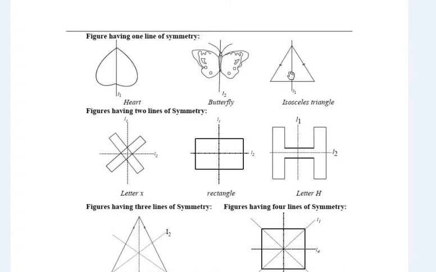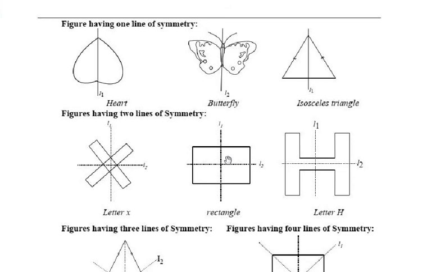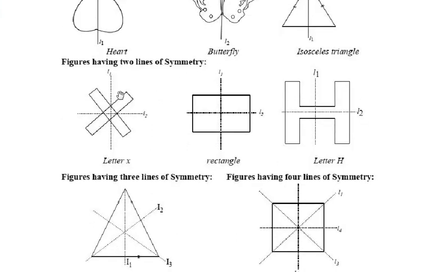And this isosceles triangle is also the same. If we divide it horizontally, then we cannot say that it is symmetrical. So only one line of symmetry is in a heart shape object, a butterfly shape, or an isosceles triangle. These have one line of symmetry.